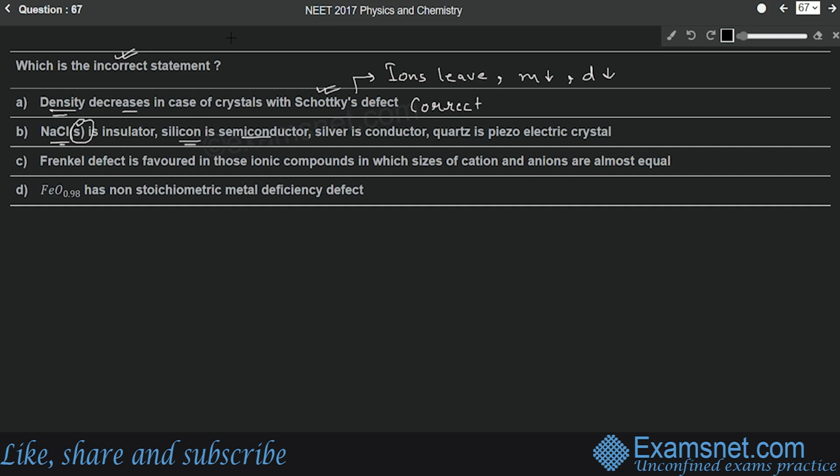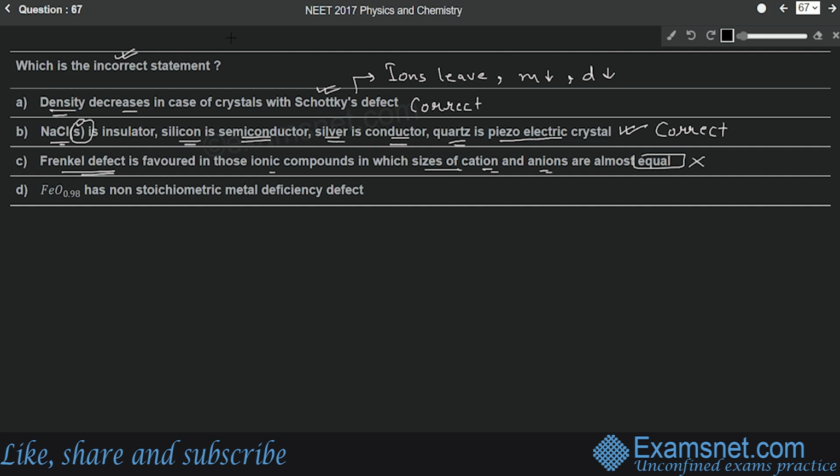Then silicon is a semiconductor. This is also true. Silver is a conductor. This is also true. And quartz is a piezoelectric crystal. So this is also a correct statement. Okay, correct one, and we have to find the incorrect one. So we come to the third one. It says Frenkel defect is favored in those ionic compounds in which sizes of cation and anion are almost equal.